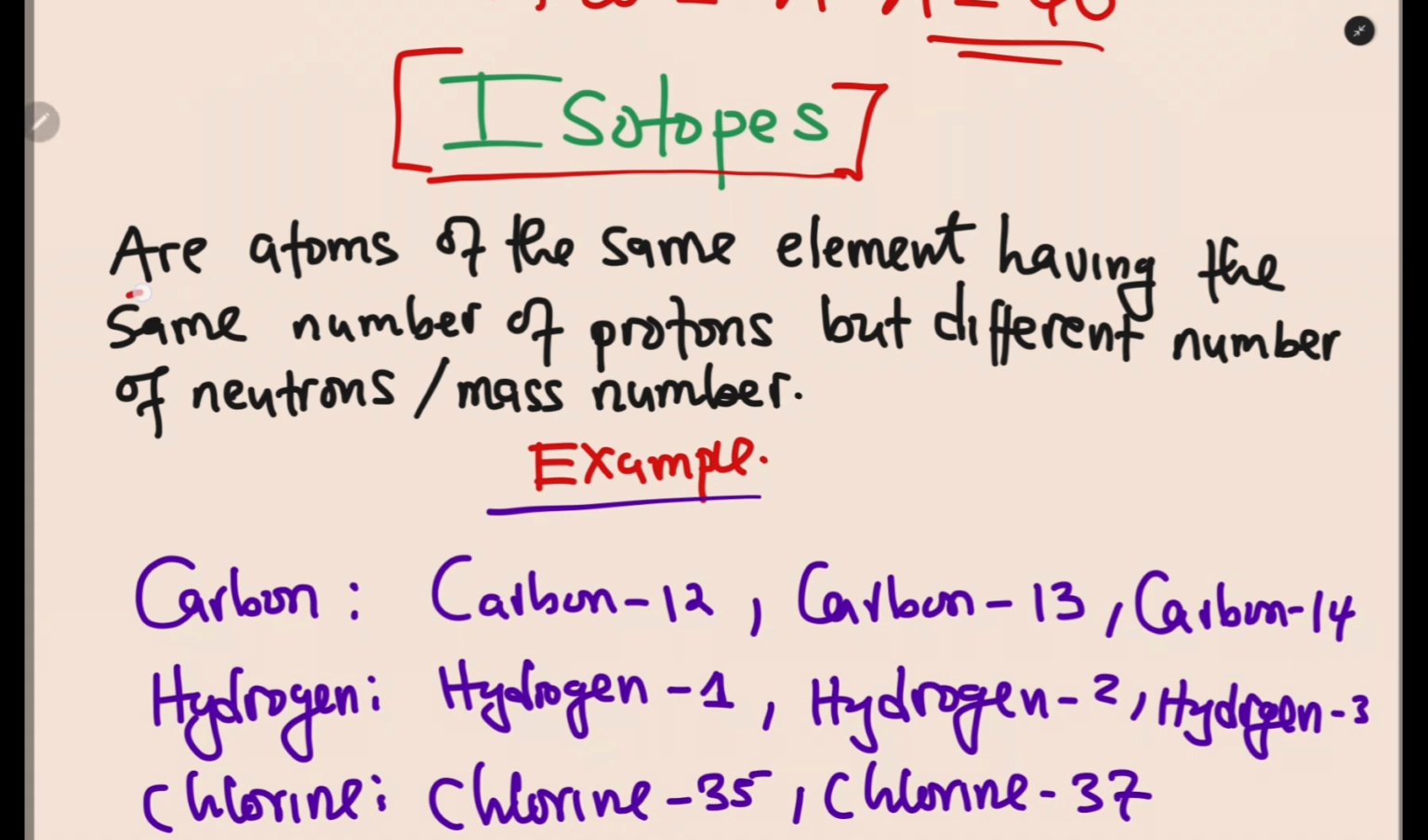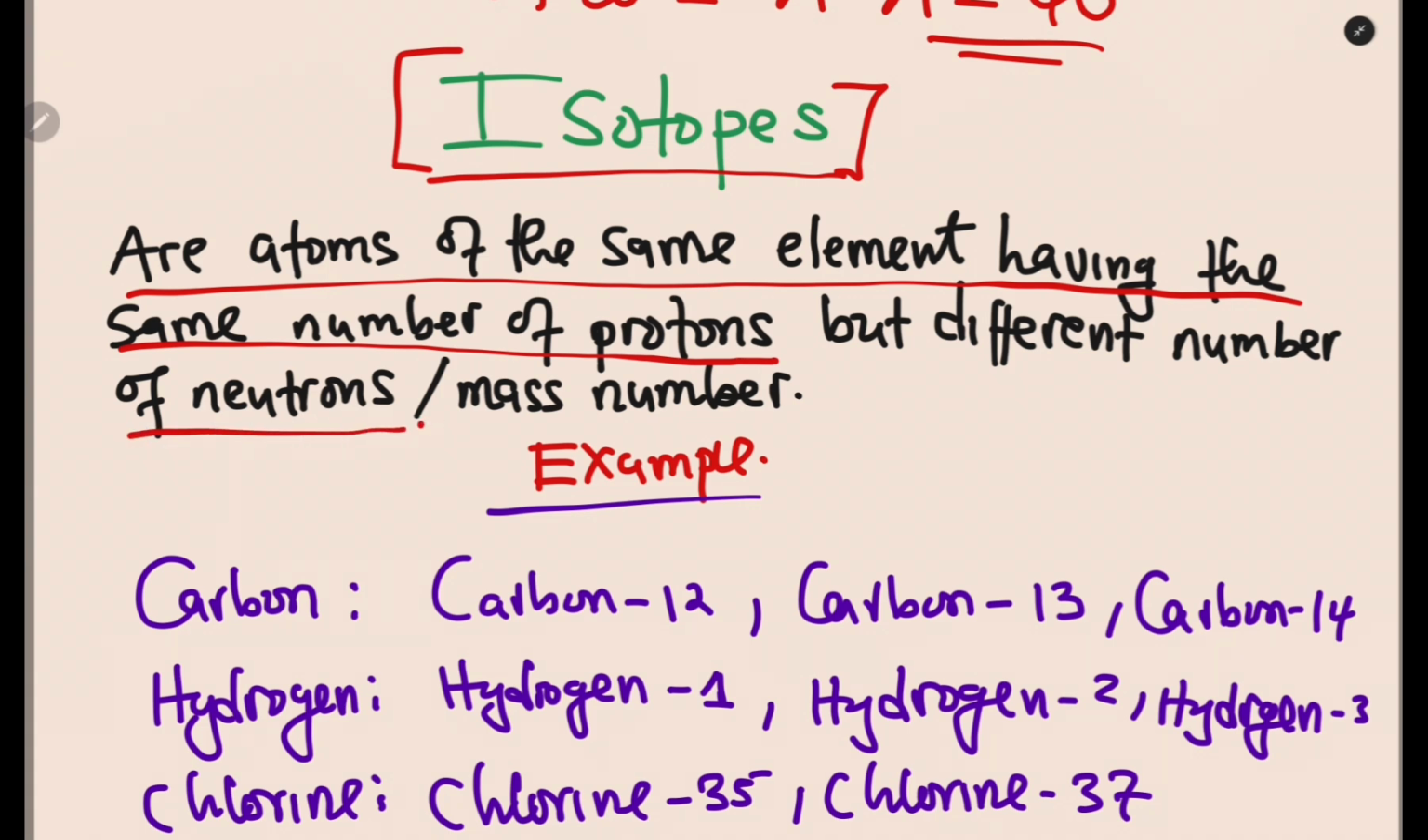Isotopes are atoms of the same element having the same number of protons. Take note: atoms of the same element having the same number of protons but a different number of neutrons. You can end there. You are still going to get this one 100% correct. Or you can define it as atoms of the same element having the same number of protons but different mass number, which means this time around you are going to ignore neutron number. Instead you put mass number.